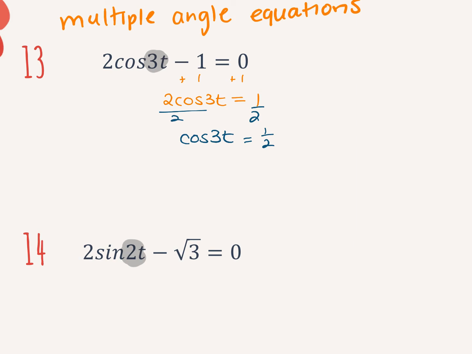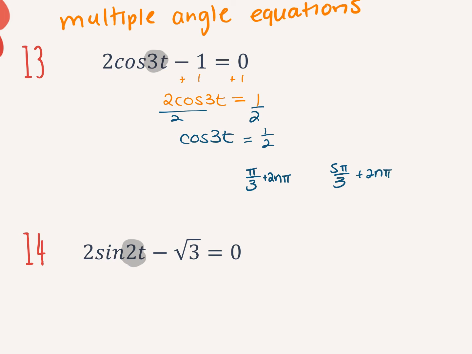And then from here, we're going to go to our unit circle. We're going to find where the cosine is a half. Cosine is a half at pi over 3 and 5 pi over 3, plus 2n pi because it didn't give me an interval.